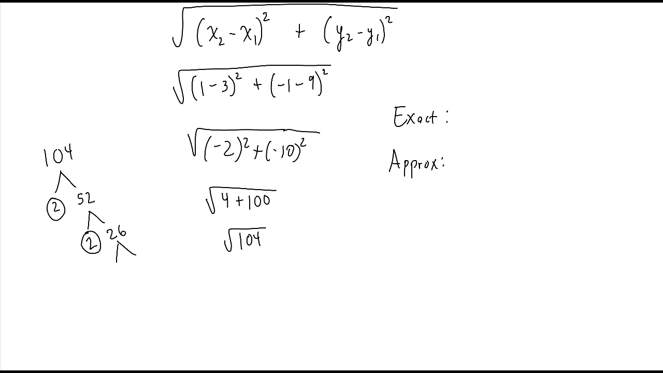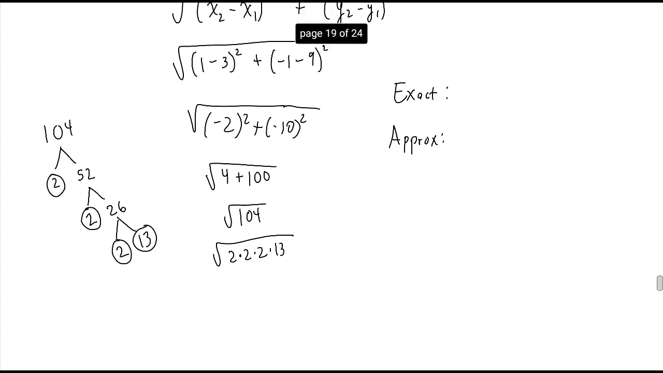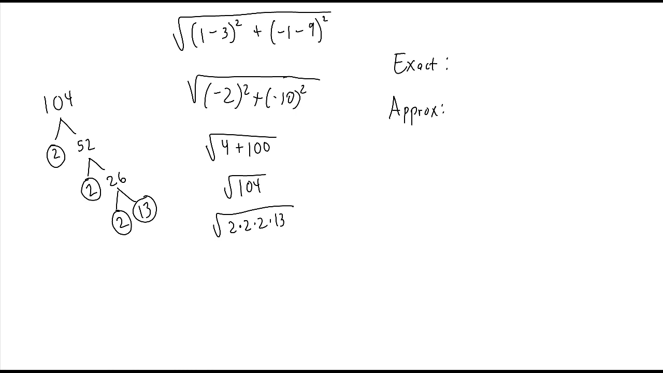All right, 26 is 2 times 13. 2 is a prime number. 13 is also a prime number. So the square root of 104 is the square root of 2 times 2 times 2 times 13. Think about what a square root does. If I can rewrite this in a way that has perfect squares in it, then I can take the perfect square out.